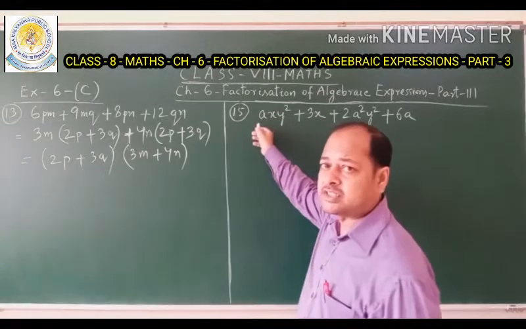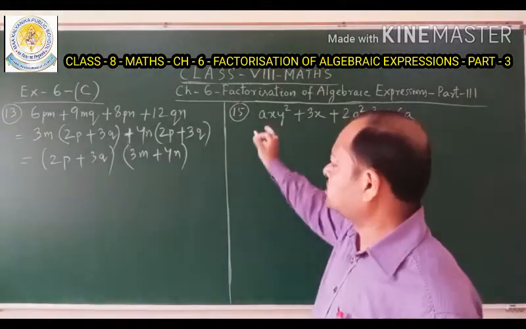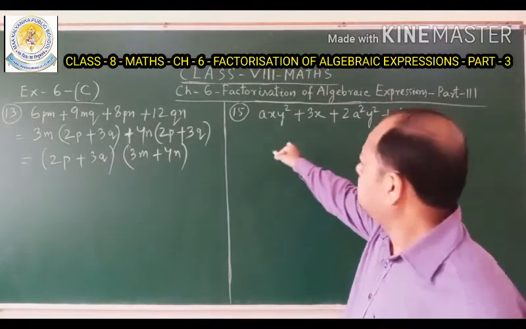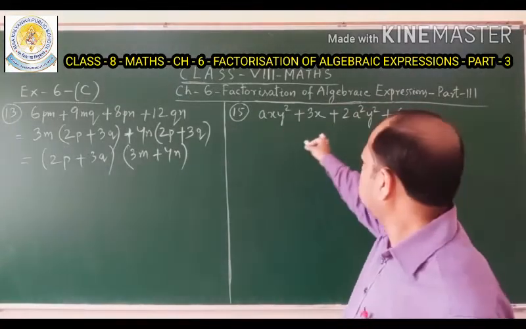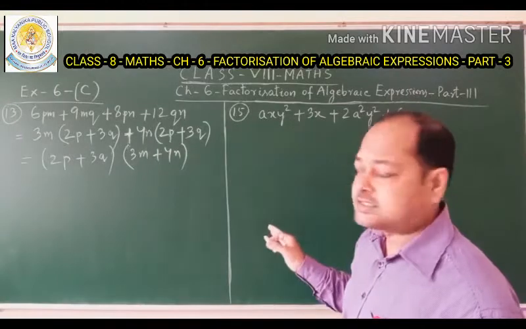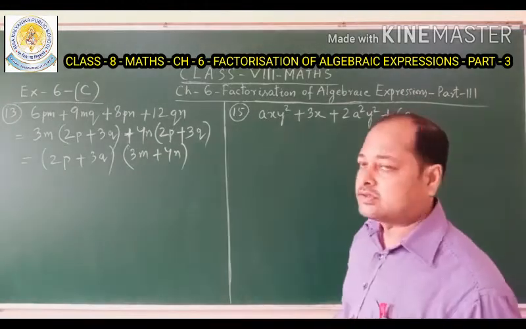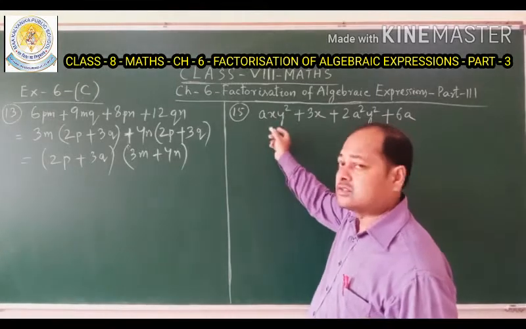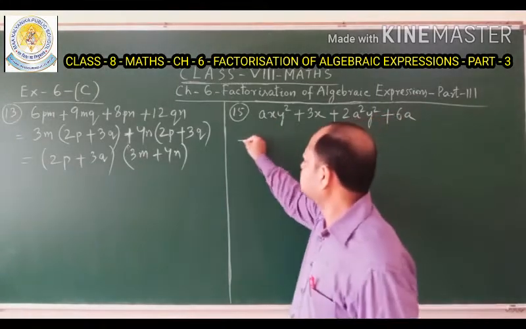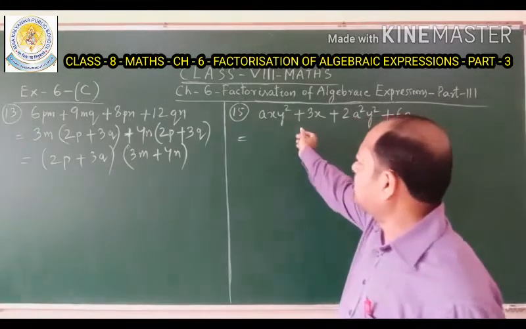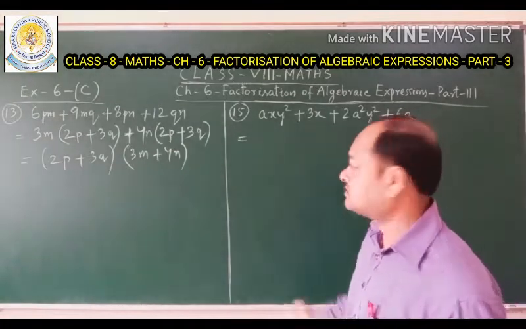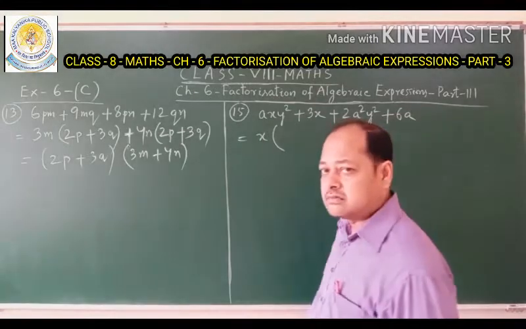Now look at question number 15. Question number 15 says factorize axy square plus 3x plus 2a square y square plus 6a. So look at the first two terms. If there is a common factor, then we'll take it, otherwise we have to rearrange it. From xy square plus 3x, what is common? That is x. Yes, definitely x. So take x as common.